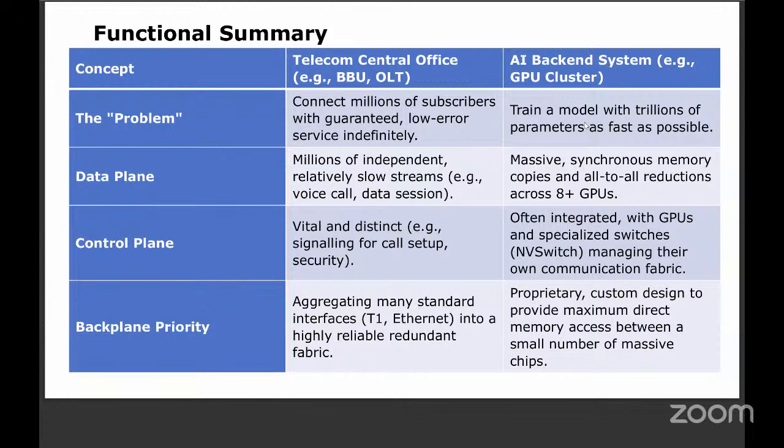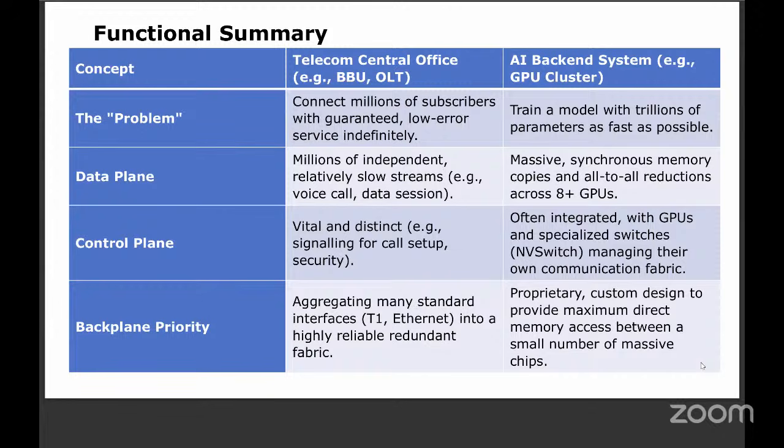Functionality summary. Again, this can be a base unit or an optical line system. Connect millions of subscribers with a guaranteed low error service indefinitely. This is the primary focus. Data plane: millions of independent, relatively slow streams. Example: voice call, data session.